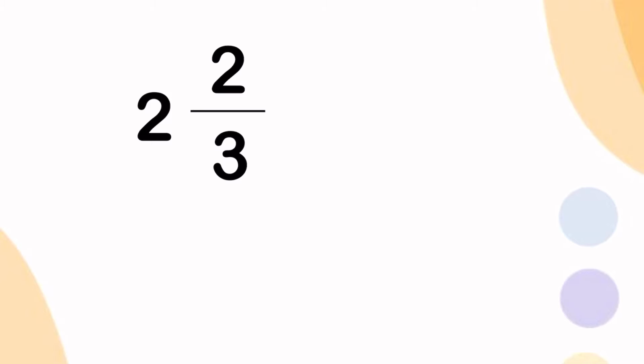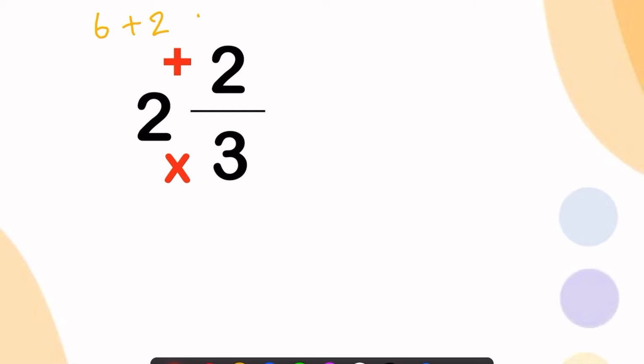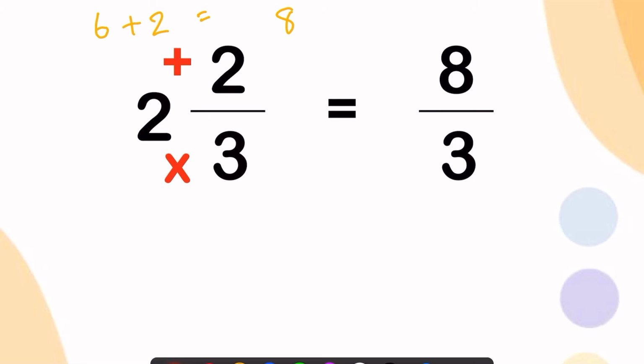As you can see, we have 2 and 2 over 3. I want you to change this mixed number to an improper fraction. So you can do it without using a diagram. You just multiply the denominator by the front number. You multiply 3 by 2 and then you add the numerator. 3 multiplied by 2 is 6, plus 2, then you will get 8. Can you see? 8 over 3. You keep the denominator for your answer.